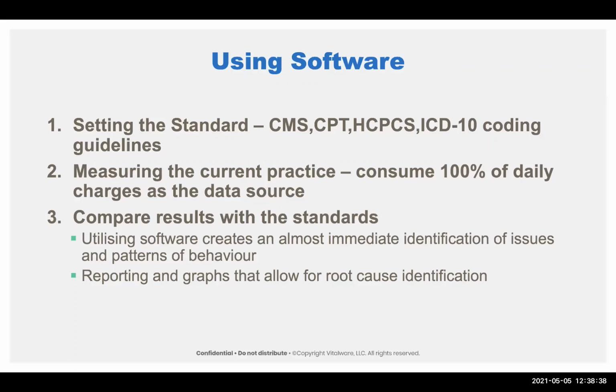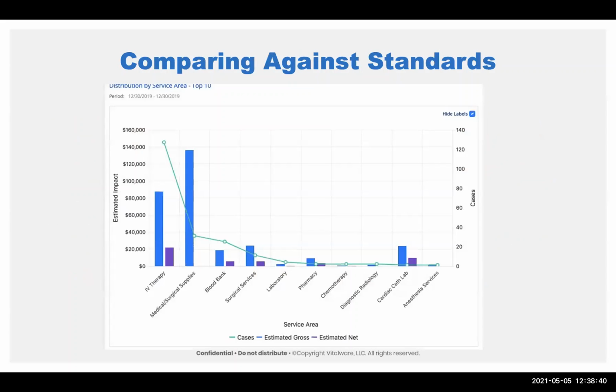in being able to create the audit. When I compare against the standard, you would see, okay, I've got IV therapy, I've got this issue in IV therapy, I've got supplies, I've got blood bank. These are my areas where there's a pattern of behavior for which I'm going to need to investigate a root cause. I'm doing pretty well in chemo and diagnostic radiology and lab. Surgical services a little bit, but those med-surg supplies are a problem.